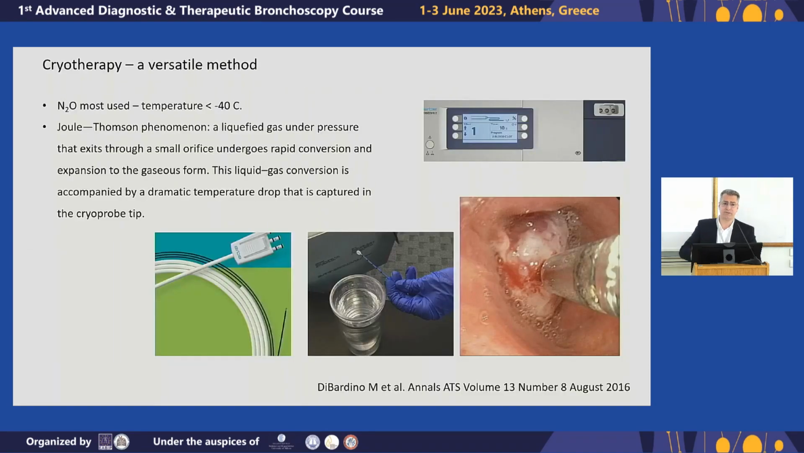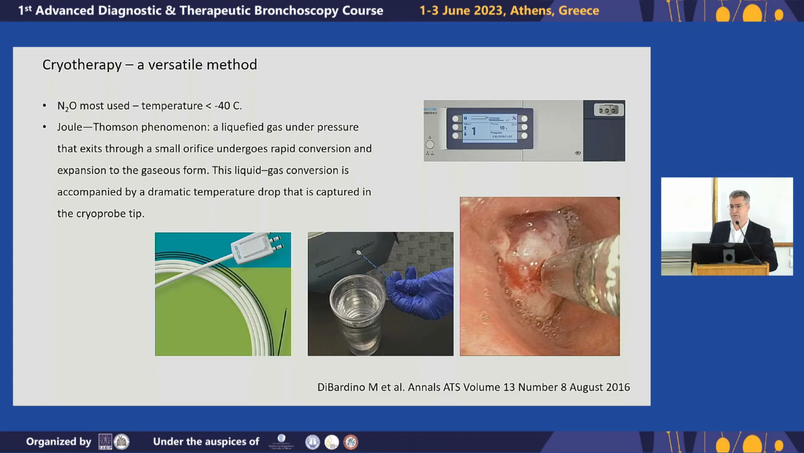Cryotherapy. Now, cryotherapy is a very versatile mode. We use this probe where we throw nitrous oxide through it, and due to the Joule-Thomson phenomenon, when we have gas going from the gaseous state through a small orifice to a larger place, this change of volume and pressure causes the gas to go into very, very low temperatures and causes freezing. So we reach minus 40 degrees at least.